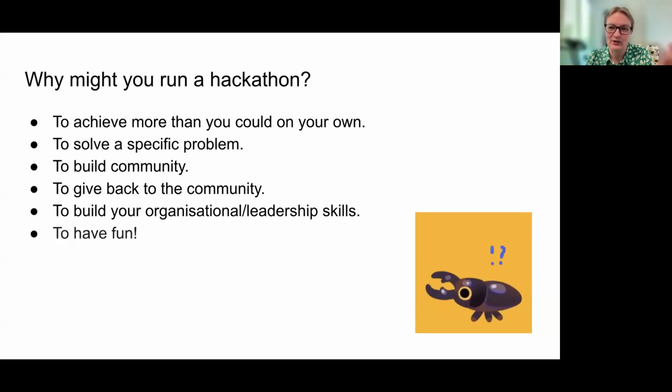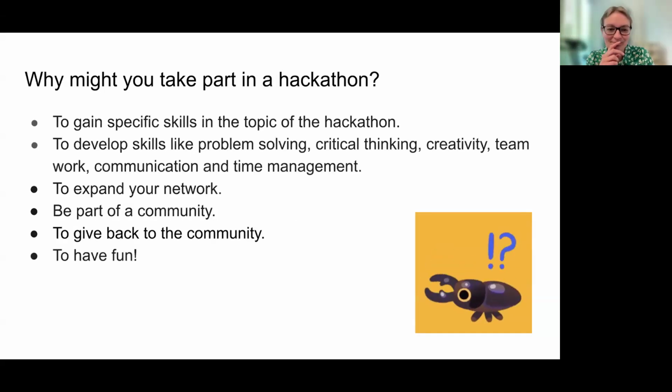You can also use them if you've got a specific problem or set of problems you want to solve. But I think one thing that's becoming much more common is using them to build community or to give back to a community that you've been part of. And you could also obviously use them to build your organizational leadership skills if you need something to put on your CV. And I think they're really fun. But I should acknowledge at this point that, as my lab group like to tell me, my idea of fun is sometimes not everybody else's idea of fun, but I really enjoy running them and being part of them.